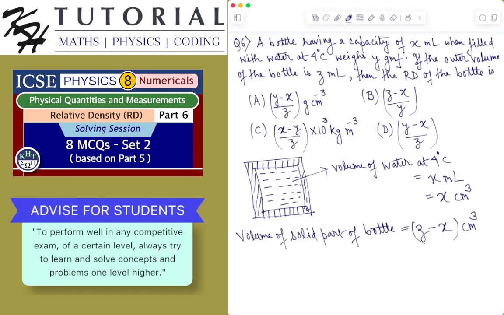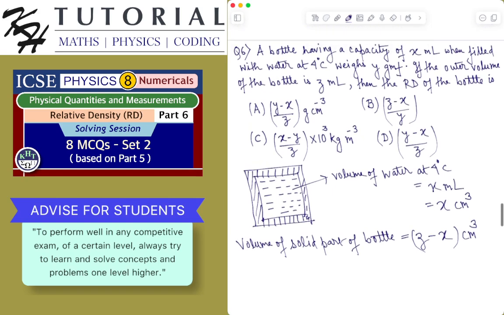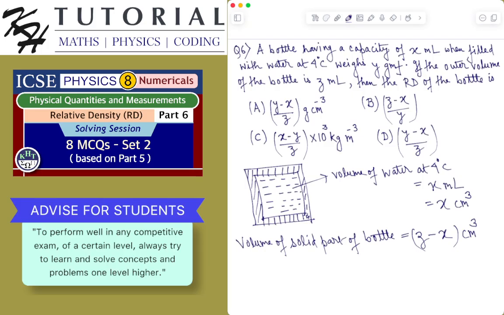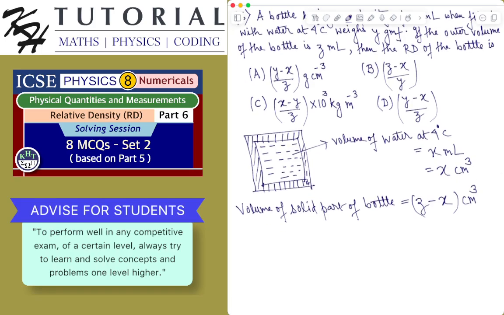Okay. Now, we got the volume of the solid part of the bottle. Now we need to find what will be the mass of the empty bottle. If we can find the mass of the empty bottle, then we can find the density of the bottle. How do we find the mass of the empty bottle? Okay. Now it is given.